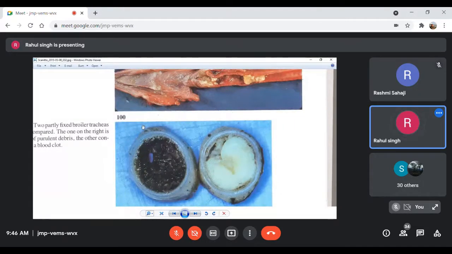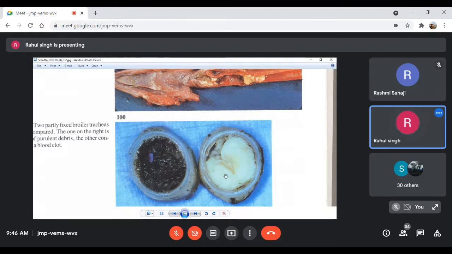This is the cross section of trachea. Cross section of two trachea. One trachea has been cut cross, so we see it round. This trachea is blocked by the hemorrhagic exudate or hemorrhages, simply clots, and this trachea is blocked by caseous exudate. You can see complete blockage of trachea.